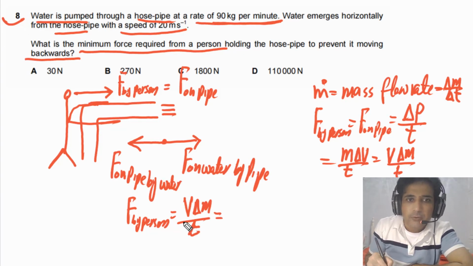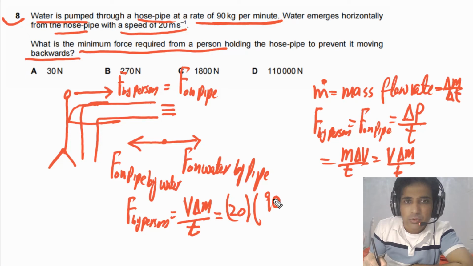Value of V we have, value of V is 20 meters per second, and delta m by delta T is the mass flow rate, that is given as 90 kilograms per minute. So we can convert this one into kilograms per second. Now if we multiply these two, we can calculate the value of force. This 0 we can cancel with this. This 6, if we divide by 3, we will get 2 here, and this one we will get 3 here. So this will be 13 here, and this 2 we can cancel with this 2. So we are simply left with 30 Newton.